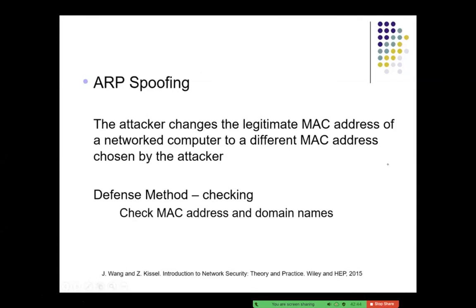Now let's look at ARP spoofing. In this attack, the attacker changes the legitimate MAC address of a networked computer to a different MAC address chosen by the attacker. That's why it's called ARP spoofing. ARP stands for Address Resolution Protocol. And the defense mechanism, again, is tracking. Track the MAC address and its domain name. They should match with each other.